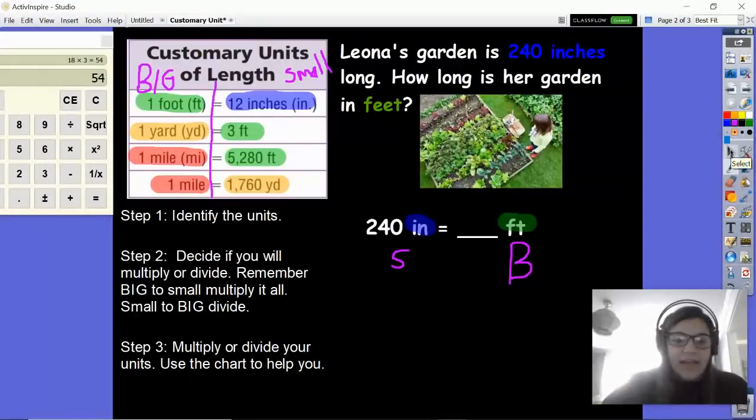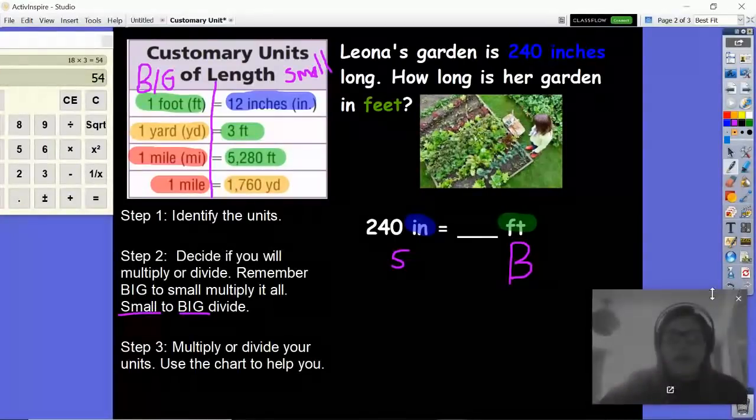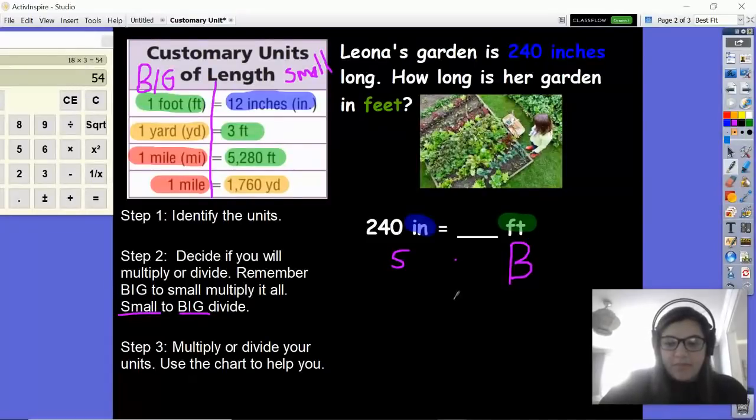If I look back at step 2, when I go from a small unit to a big unit, it tells me to divide. Remember that saying, small to big, divide. So I know that I'm going to be dividing, and I'm going to put that division sign right in the middle just to help me remember to divide.